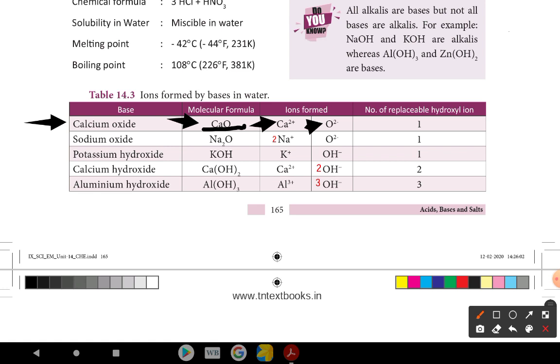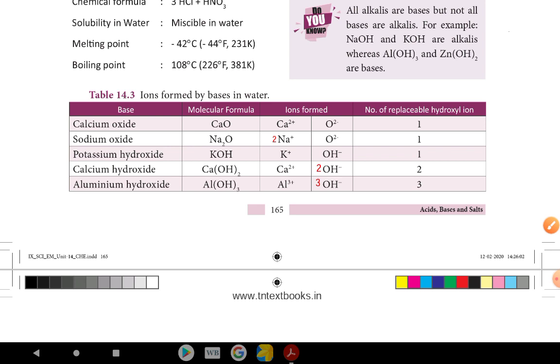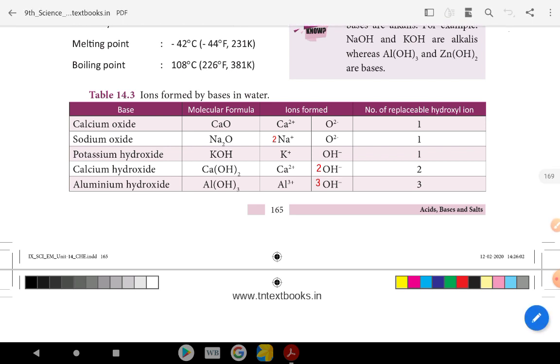It's a neutral compound. When it undergoes ionization, dissociation, splitting, it will form ions equally, one positive side and one negative side, equally separated out. So CaO will separate into Ca2+ and O2-. Ca2+ is called calcium ions and O2- is called oxide ions.